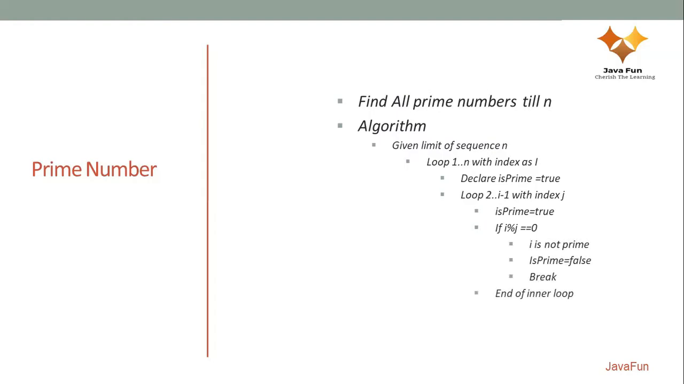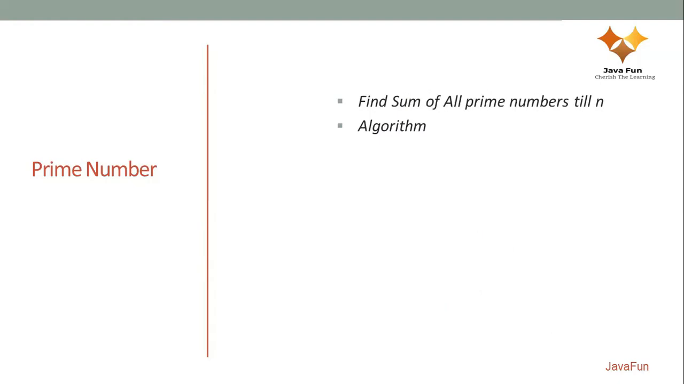Okay, this is the inner loop, basically the same thing. Once you find it out, you get a 0 remainder. You just need to break the inner loop and come out of it, and then continue with the outer loop itself.